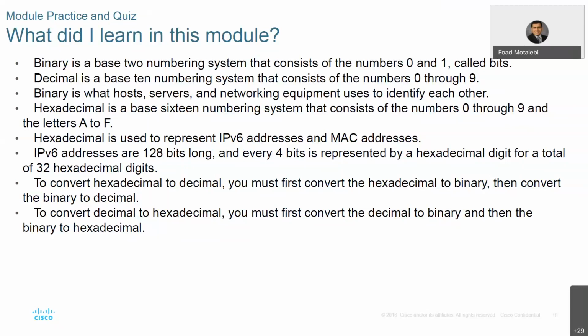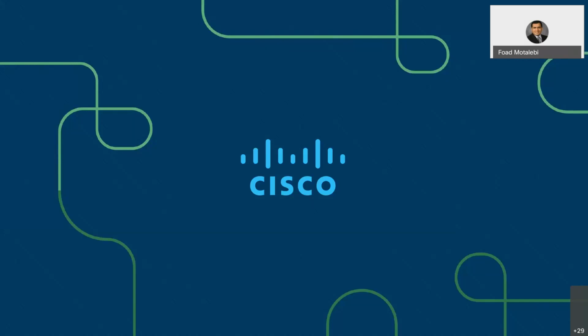Every 4 bits is represented by a hexadecimal digit, for a total of 32 hexadecimal digits. To convert hexadecimal to decimal, first convert it into binary and then convert the binary into decimal. To convert decimal into hexadecimal, first convert it into binary and then into hexadecimal. We'll be doing some practice exercises on this as well.